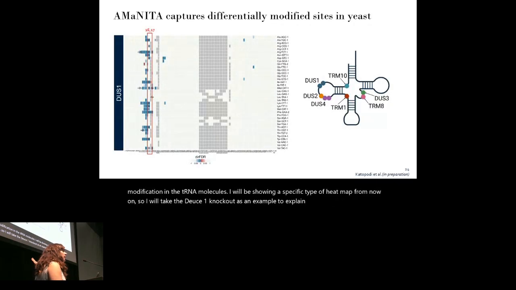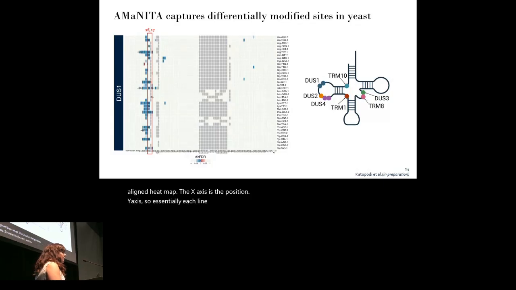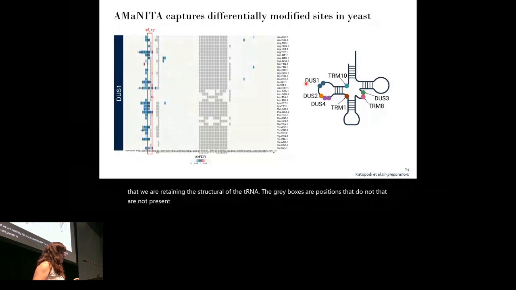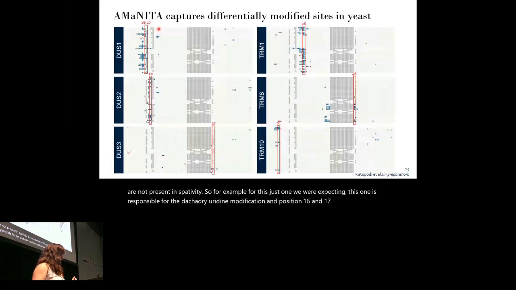This is a structurally aligned heat map. The x-axis is the position, the y-axis is, so essentially each line is a tRNA, and those tRNAs are aligned so that we are retaining the structure of the tRNA. The gray boxes are positions that are not present in specific tRNAs. So for example, for this DUS1, we were expecting, DUS1 is responsible for the dihydrouridine modification at position 16 and 17, and we are seeing this.